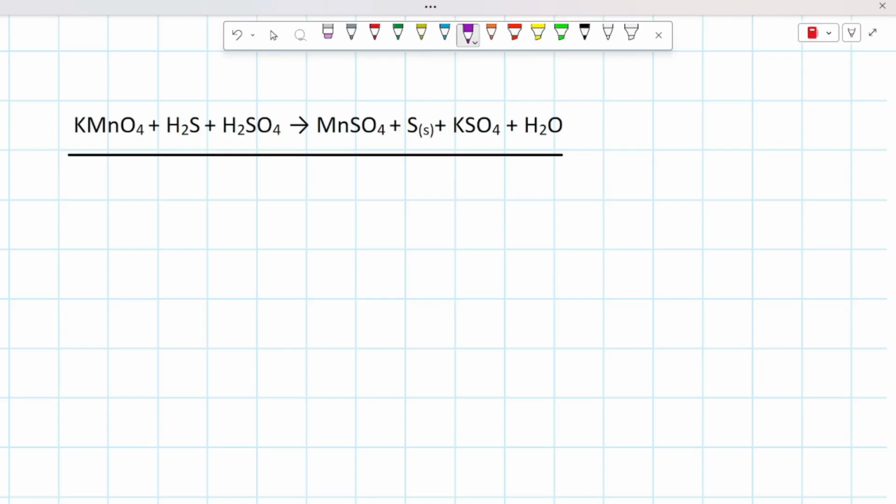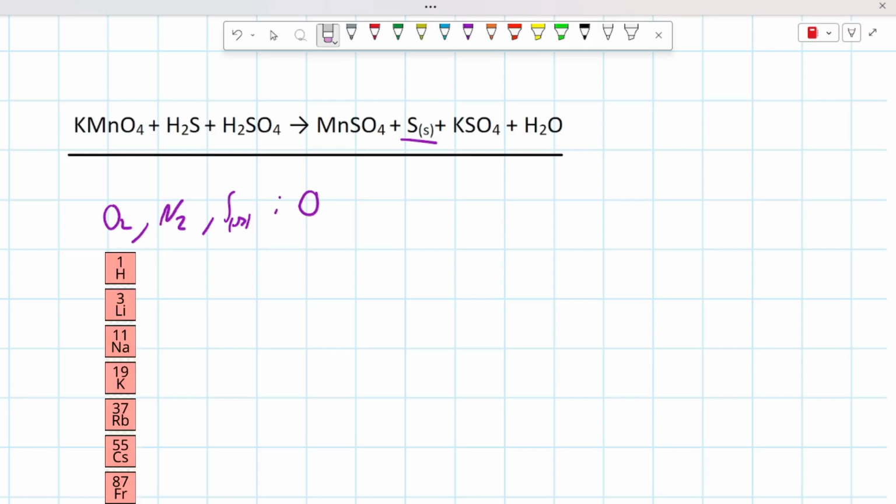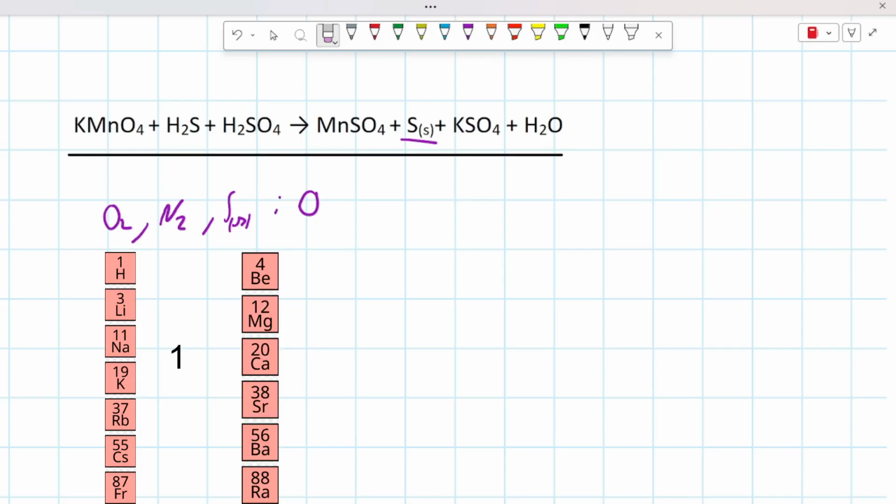First of all, the oxidation state of an element in its natural form, such as O2 or N2, or here we have our sulfur in its solid form, will be 0. The second rule is that any atom from the first group will have an oxidation state of +1, and any atom of the second group will have an oxidation state of +2.